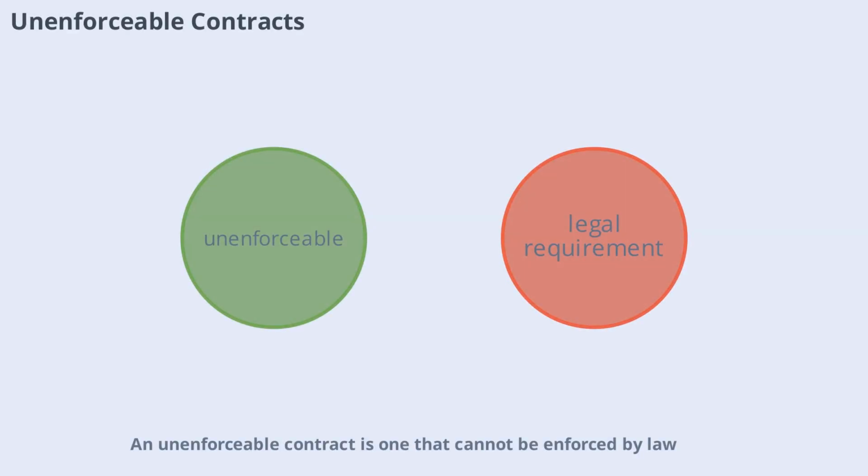An unenforceable contract is one that cannot be enforced by law even though it may appear valid. This can happen if the contract lacks a required element, such as being in writing when the law requires it. For example, some real estate contracts must be in writing to be enforceable. Without this, the contract is unenforceable.